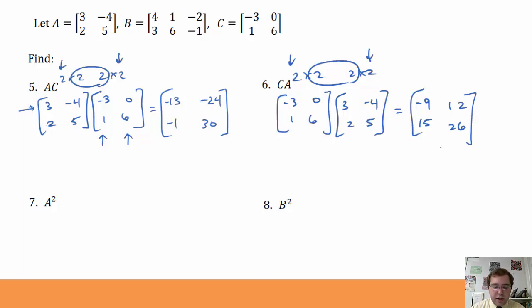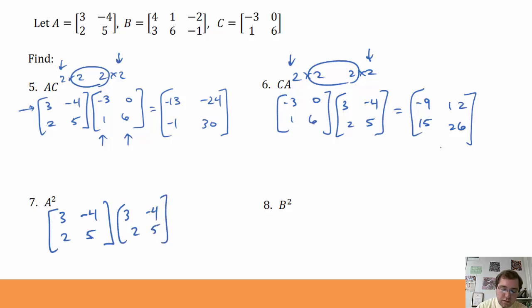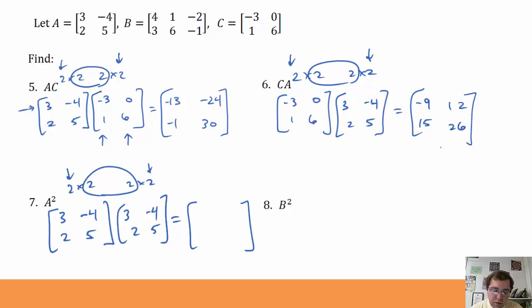How about A squared? Well, what does it mean to square something? It means to multiply it by itself. So I do 3, negative 4, 2, 5 times 3, negative 4, 2, 5. What I do not do is just square 3, square negative 4, square 2, and square 5. Because to square something means to multiply by itself. So I have to multiply A by itself. Again, I can do it here because it's a 2 by 2 times a 2 by 2. Middle numbers match. So I end up with a 2 by 2.